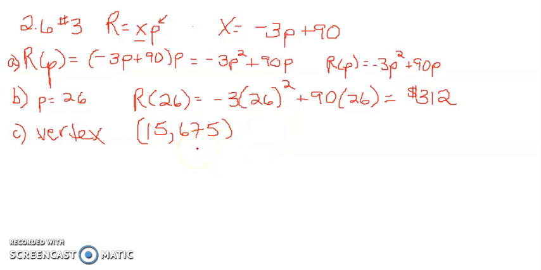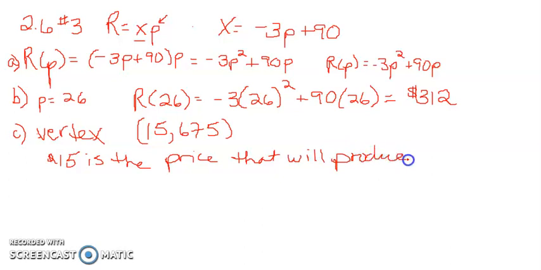So when we are asked to find the maximum price, the price that will give us, let me say that differently, the price that will give us maximum revenue. So I'm going to write that out. So $15 is the price that will produce max revenue. And I kind of ran out of room, there is an E on there.